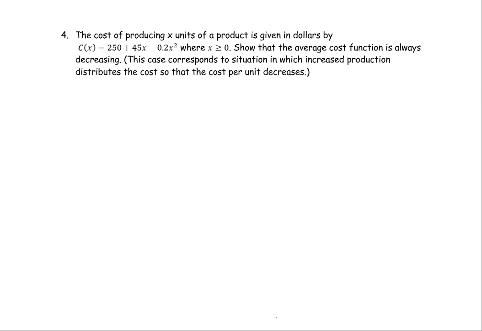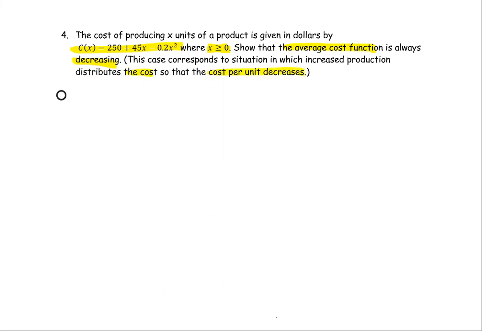In this example, the cost of producing x units of a product is given in dollars by the cost function C(x) equals 250 plus 45x minus 0.2x squared, where x is greater than or equal to 0. We're going to show that the average cost function is always decreasing. That means for this situation, increased production distributes the cost so that the cost per unit decreases.